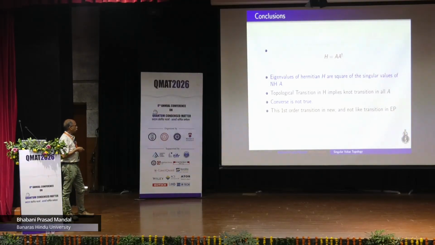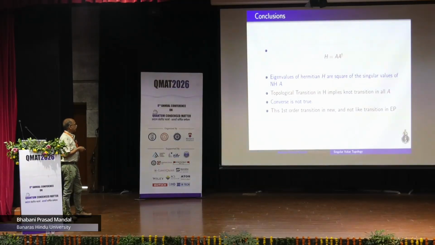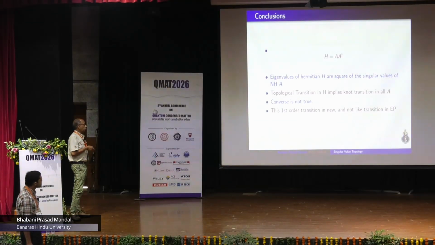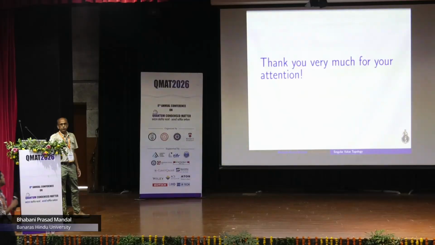The converse is not true, because at the EP we have a transition of knots, but the gap is not closing, so there is no topological transition in the Hermitian model. And this is a first order transition, completely new to the literature. This is completely different from the transition happening at the EP. Okay, thank you for your attention.